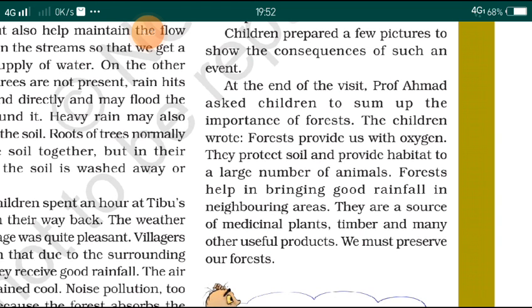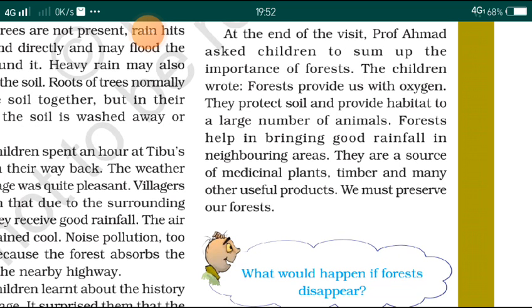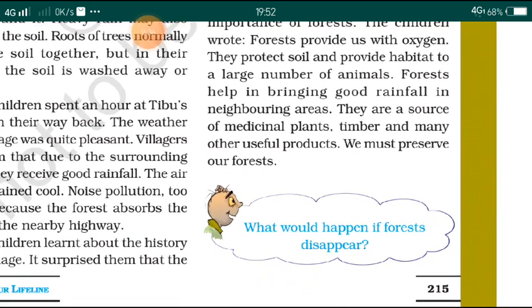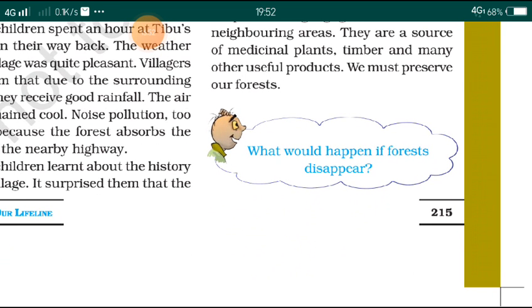The children wrote, "Forests provide us with oxygen. They protect soil and provide habitat to a large number of animals. Forests help in bringing good rainfall in neighboring areas. They are a source of medical plants, timber, and many other useful products. We must preserve our forest." हमें हमारे फॉरेस्ट को प्रिजर्व करना चाहिए.